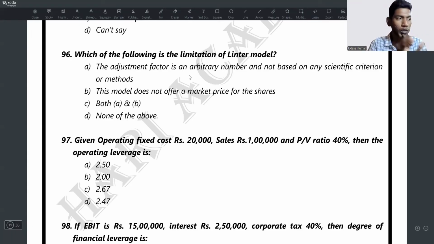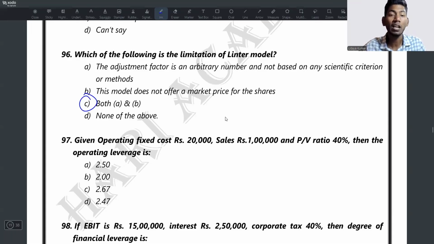Whenever there is an option called both A and B or all of the above, you must be careful. And D, none of the above. So what could be the answer? Obviously, the limitations of the Lintner model include that the adjustment factor used to decide the dividend payout ratio is arbitrary and not based on any scientific methods, as well as the model does not provide a clear indication of the market price for shares, which makes it less useful in practical application. So the right option is both A and B.